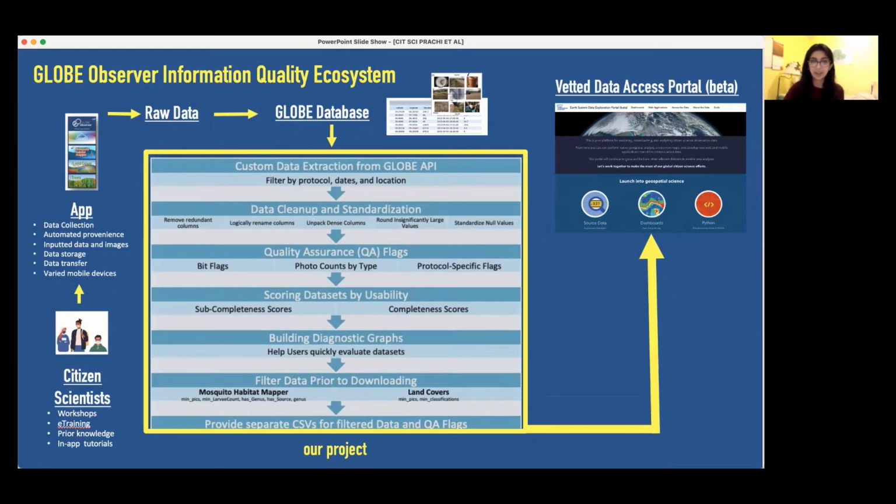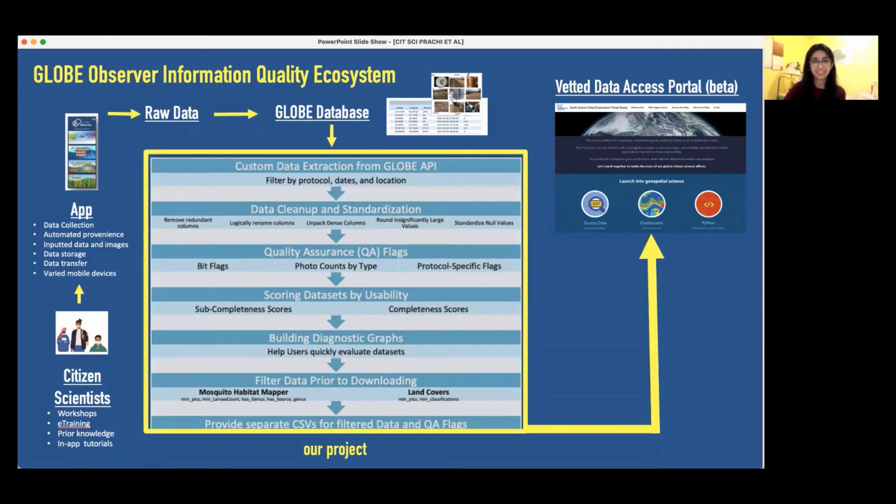We created a Python procedure where users pull data from the Globe API. They can filter by their protocol like mosquito habitat mapper or land cover, date range, and location. We then go in and clean up their data, removing redundant information, establishing logical naming conventions, and standardizing reported data so that null values are the same across the board, and there is only one value per column.